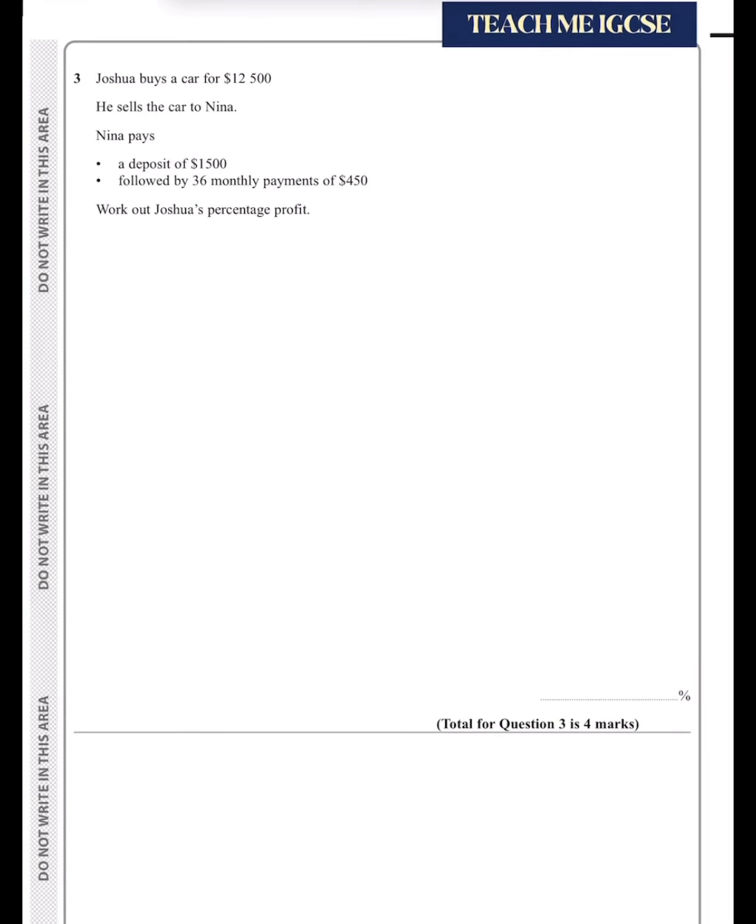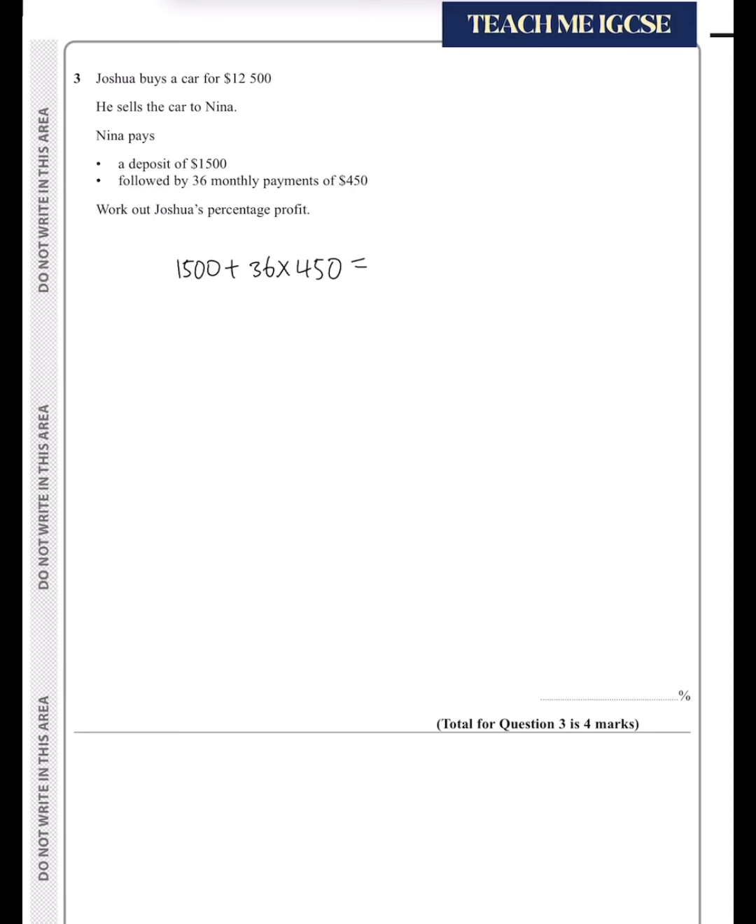Question 3. Joshua buys a car for $12,500. He sells the car to Nina. Nina pays a deposit of $1,500 followed by 36 monthly payments of $450. Work out Joshua's percentage profit. So first we need to find how much money Nina pays. And we do 1,500 plus 36 times 450. That's 1,500 plus 16,200.